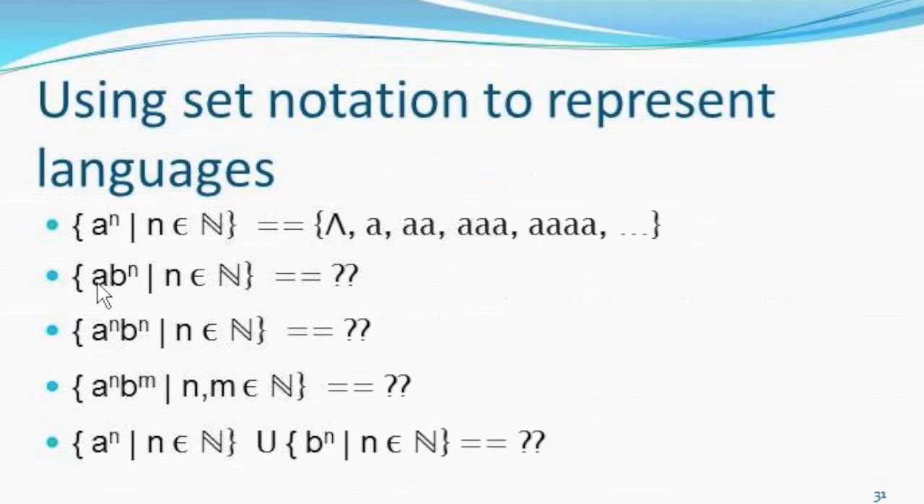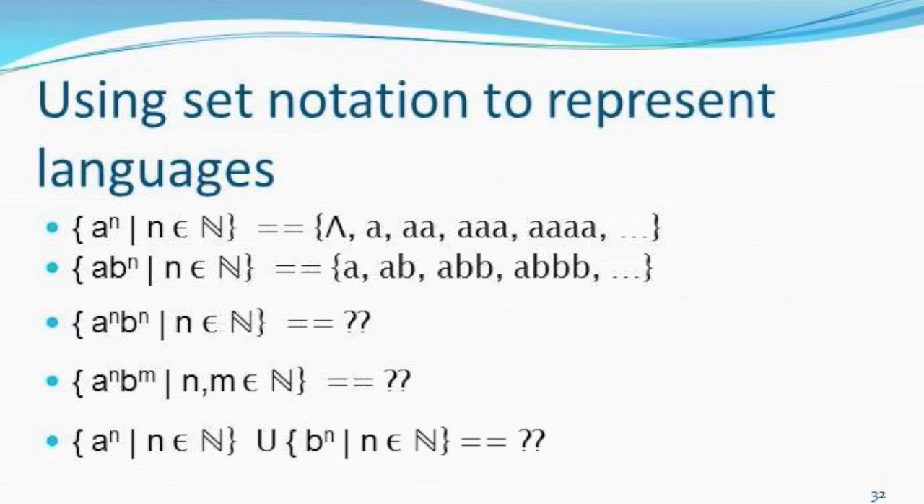What about this one? A concatenated with B to the N, where N is a natural number. Think about it for 1 second. You may even want to pause the video here. I'm not going to give you long pauses, but I'll let you pause the video. So what have we got? Well, every string starts with an A and then it has 0 or more B's, right?